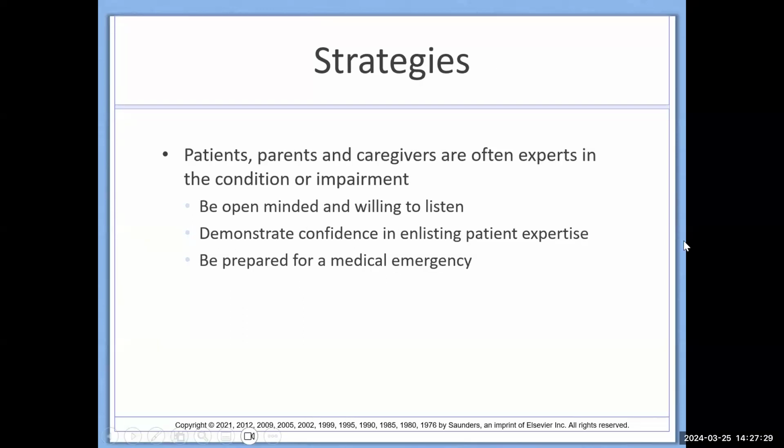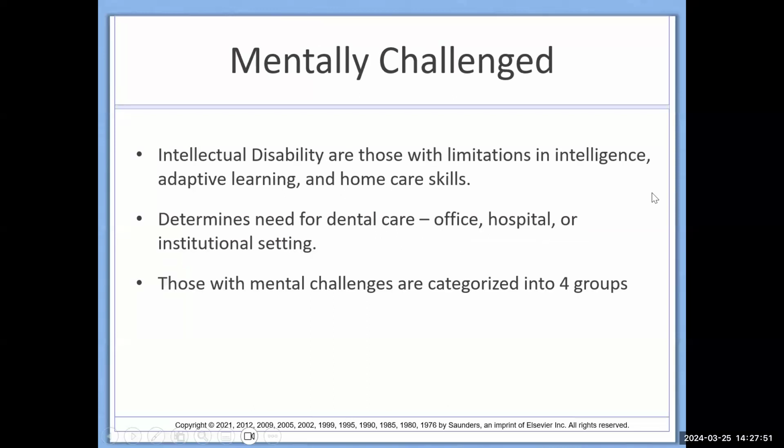So, what are some of the strategies we want to think about? You want to keep an open mind, and you always want to be willing to listen. Again, we're not here to judge. We don't judge our patients, nor the parents, nor the caregivers. We're always looking at it from an objective lens. You want to demonstrate confidence in enlisting patient expertise and be prepared in case there is a medical emergency, because you never know.